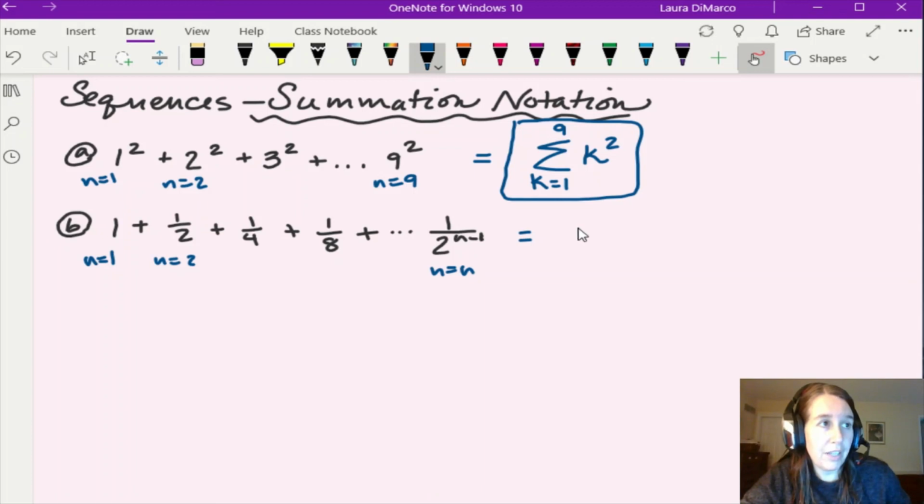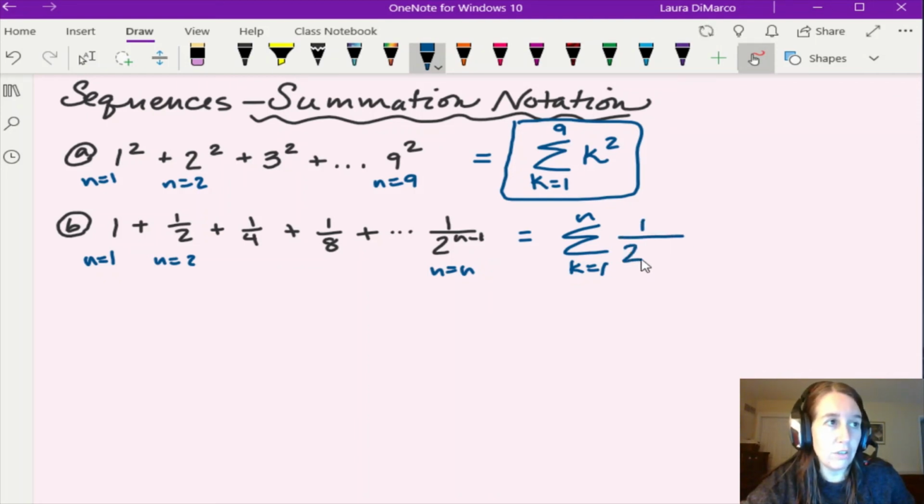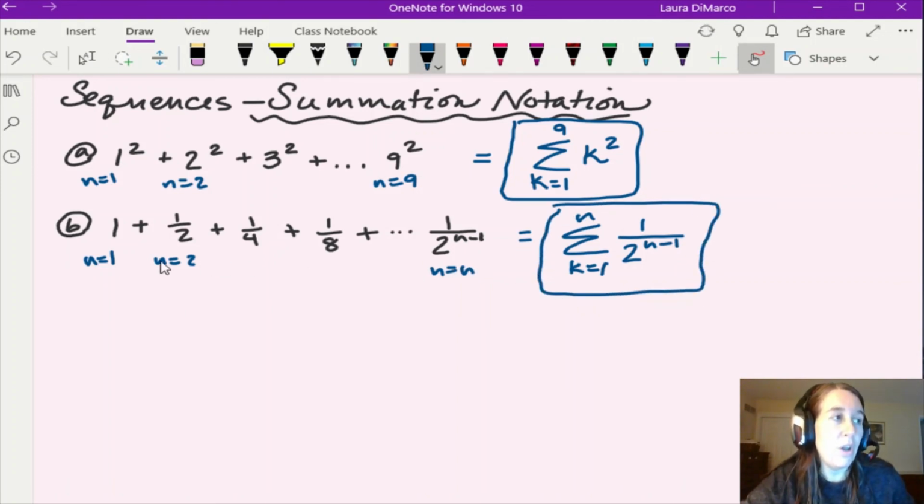So if we find the sum here, that's the sum from k equals 1 to n, whatever n wants to be. And then we already are given the formula for finding each term. And so that is 1 over 2 to the n minus 1 power. And that is equal to writing out each term of the summation.